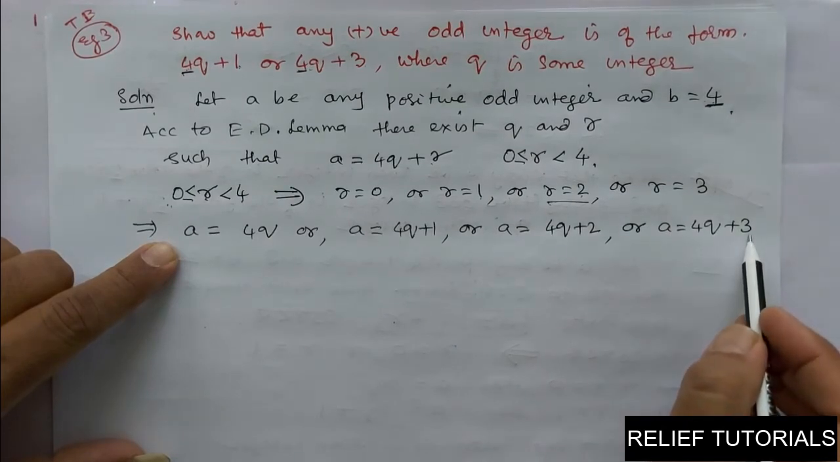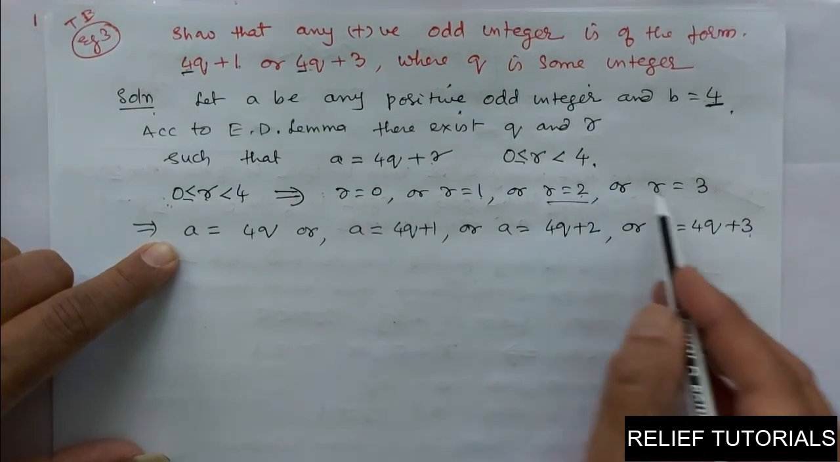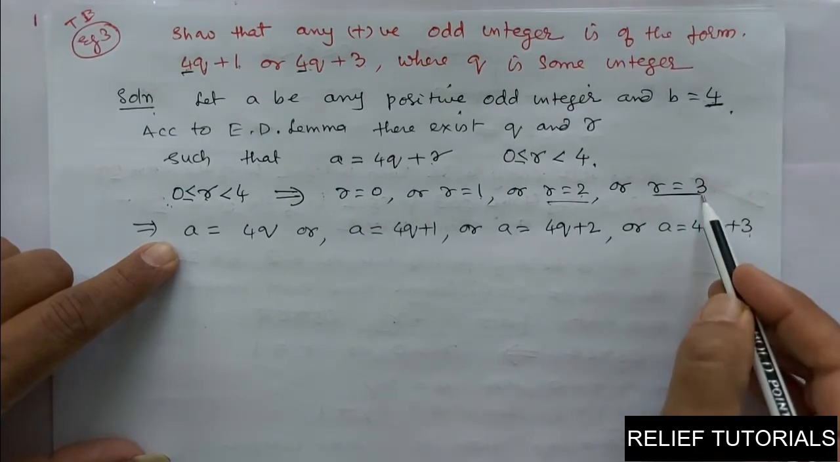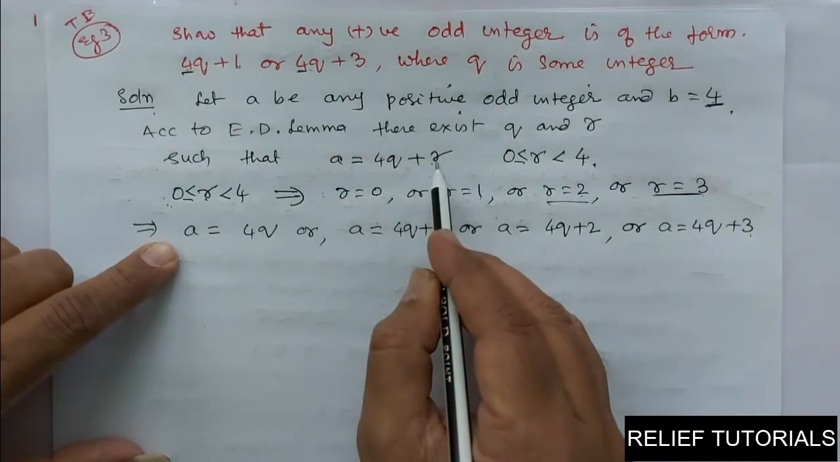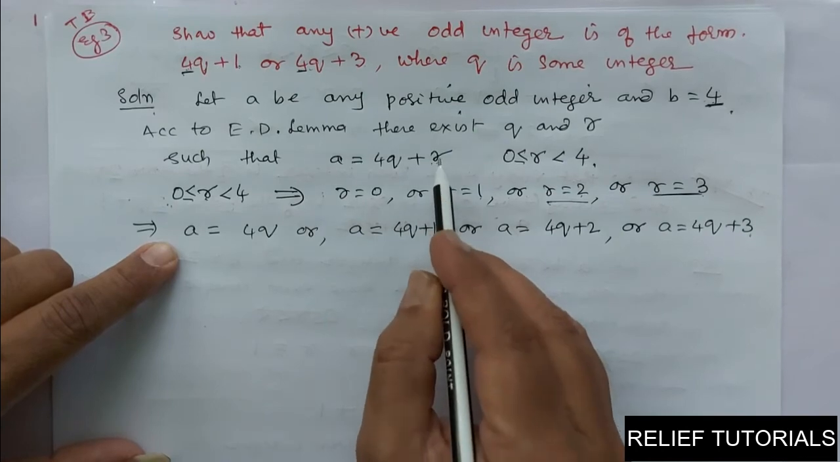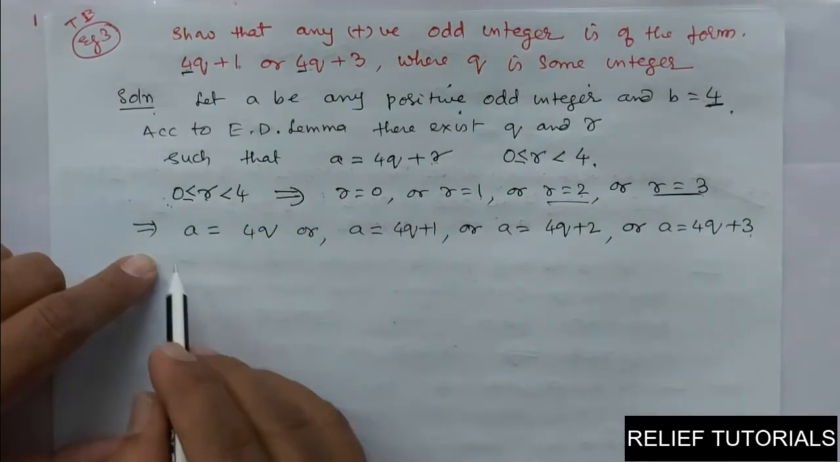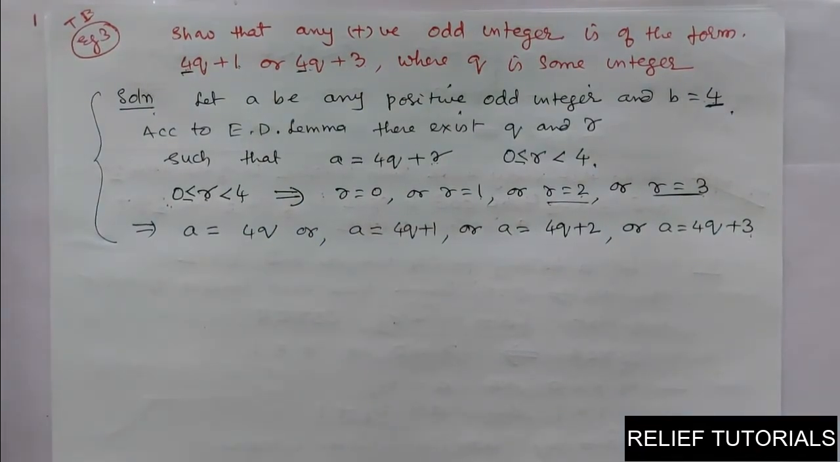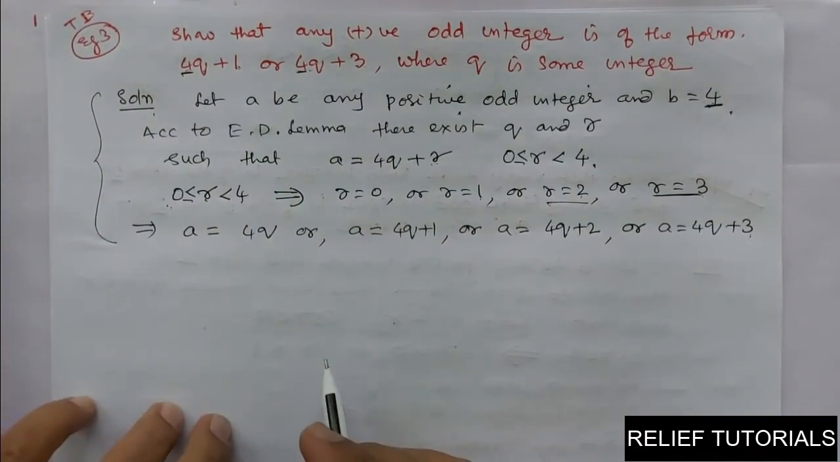Up to 3 you will go. Why? Because R is less than 4. So R is up to 3. If B is 4, R is up to 3. So up to 3 you have to write here: 4q plus 0, 4q plus 1, 4q plus 2 and 4q plus 3. So directly we will write, we will not mention this portion. Okay, that we will discuss.